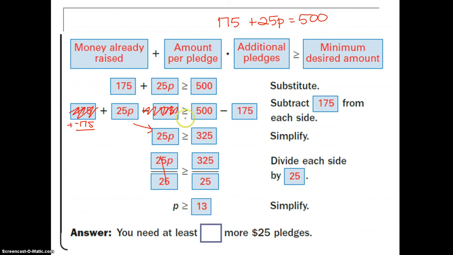You can see this inequality symbol does not change because what I divided by was a positive. It does not matter that I added a negative. It only has to do with multiplying or dividing by a negative, and this was positive, so nothing changes. You need at least 13 more pledges of $25.